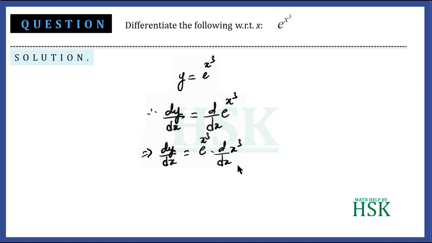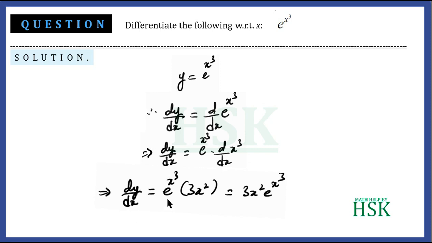Okay, and the differentiation of x cube is equal to 3x square. So I'm going to get dy by dx is equal to e to the power of x cube into 3x square, or 3x square into e to the power of x cube, which is the required answer. So in this manner I'm going to differentiate e to the power of x cube.